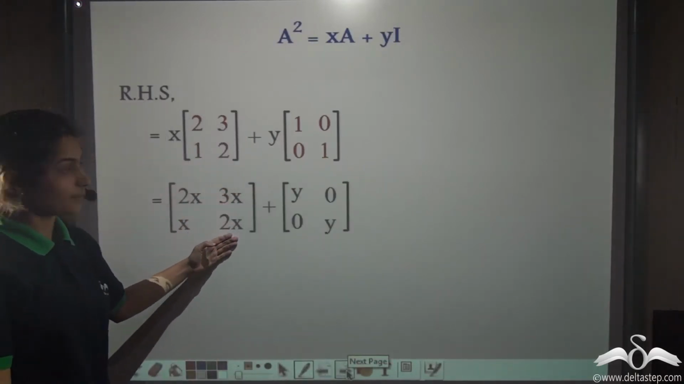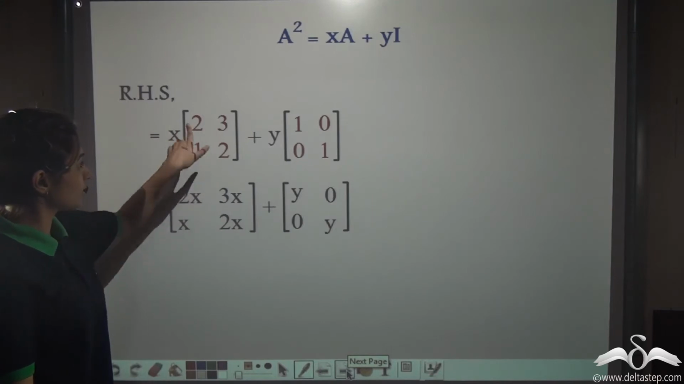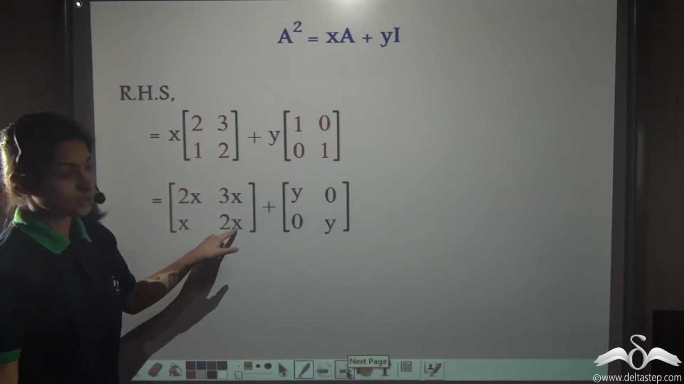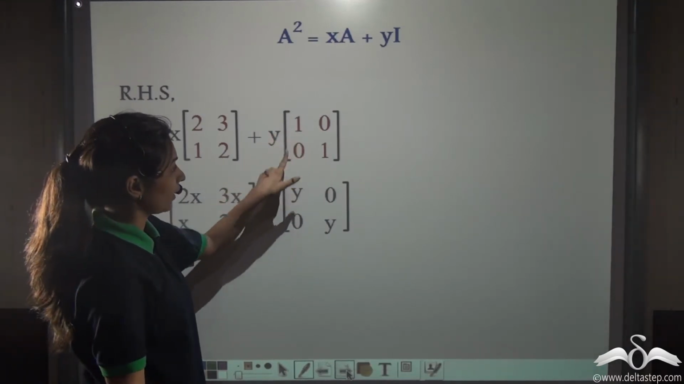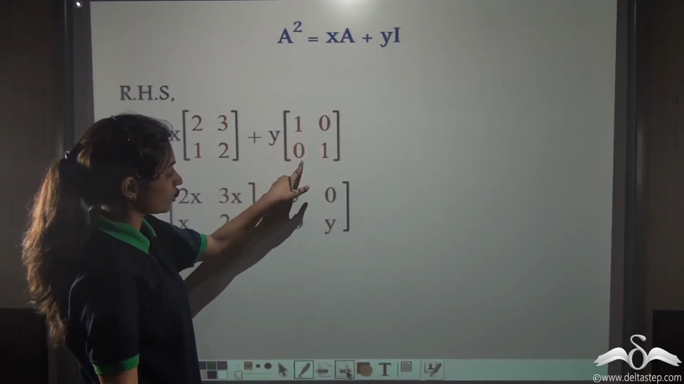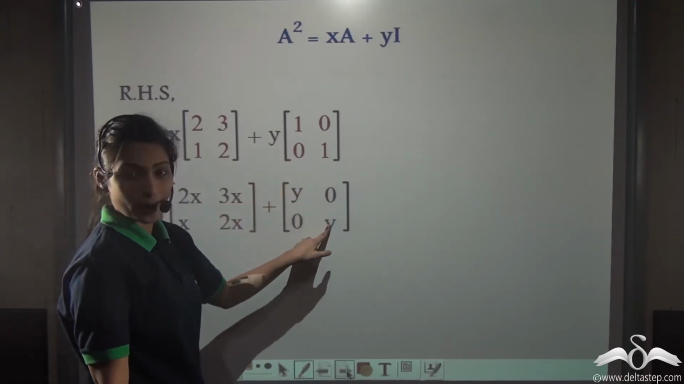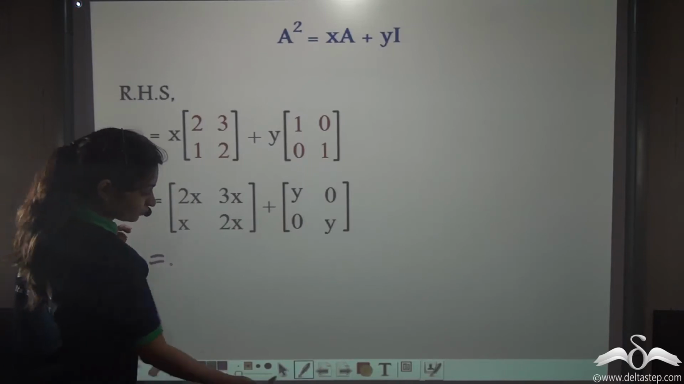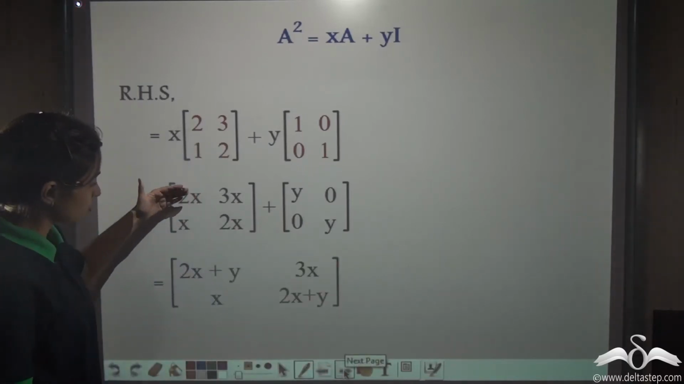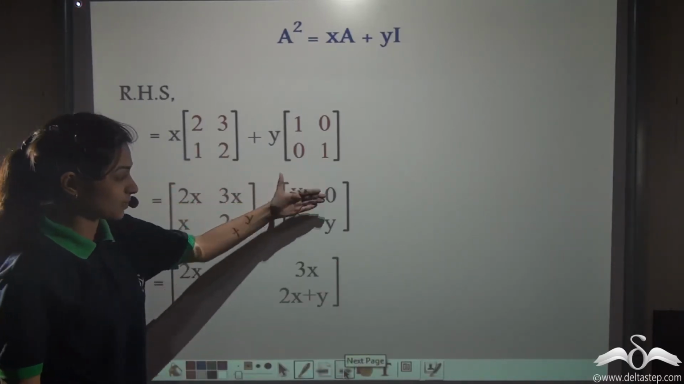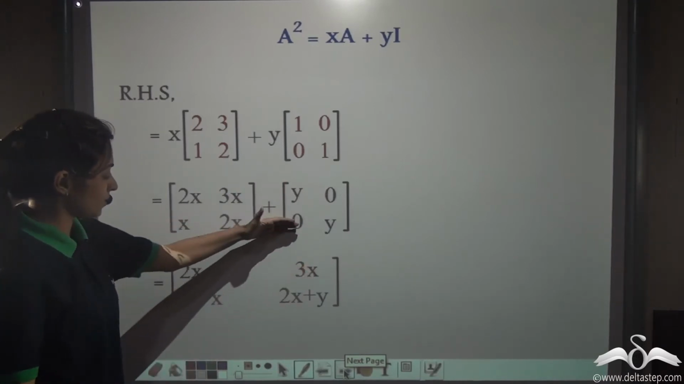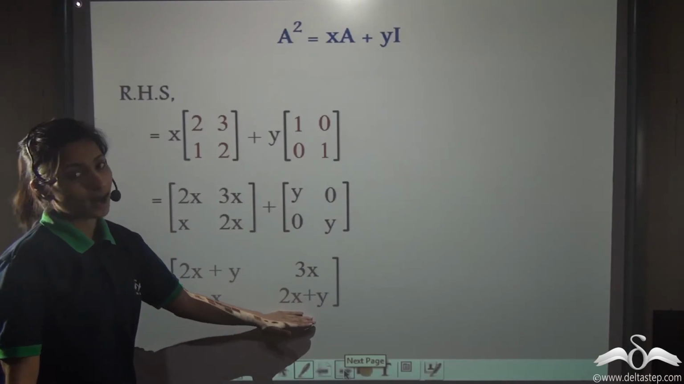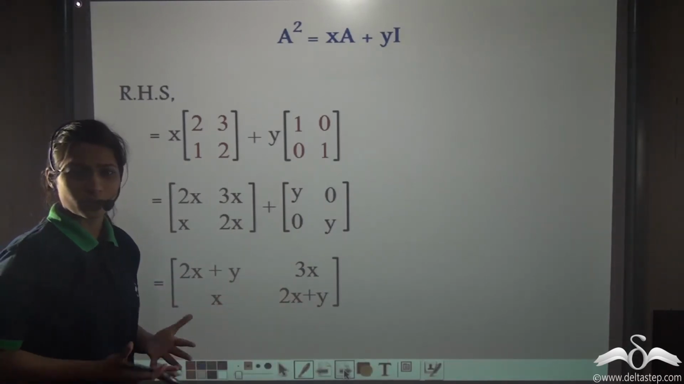Like this, you can see 2 into x, 3 into x, 1 into x is x, and again 2 into x. Similarly here, y into 1 is y, y into 0 is 0, y into 0 is 0, and y into 1 is y. Now it is easy to add, both are of the same order. Add these two. We get 2x plus y, 3x plus 0 is 3x, x plus 0 is x, and 2x plus y.